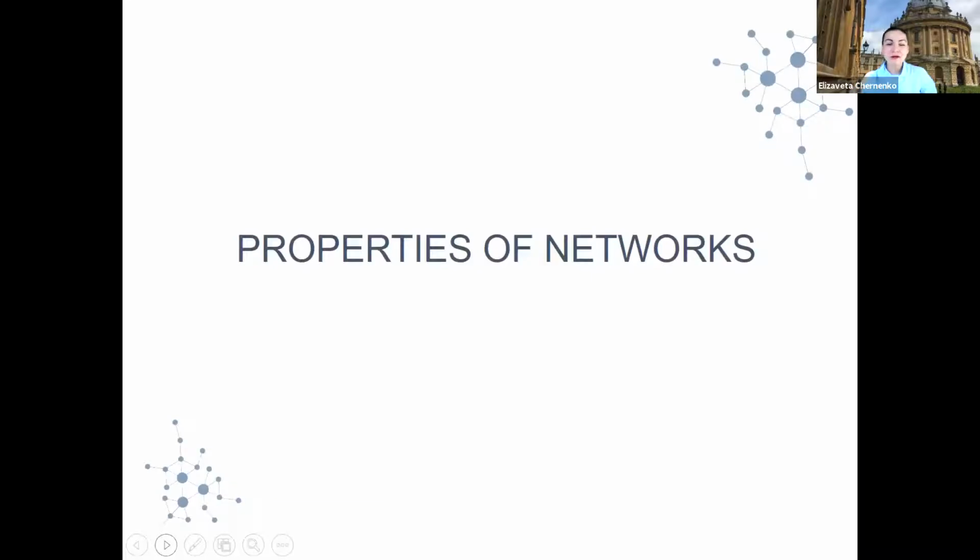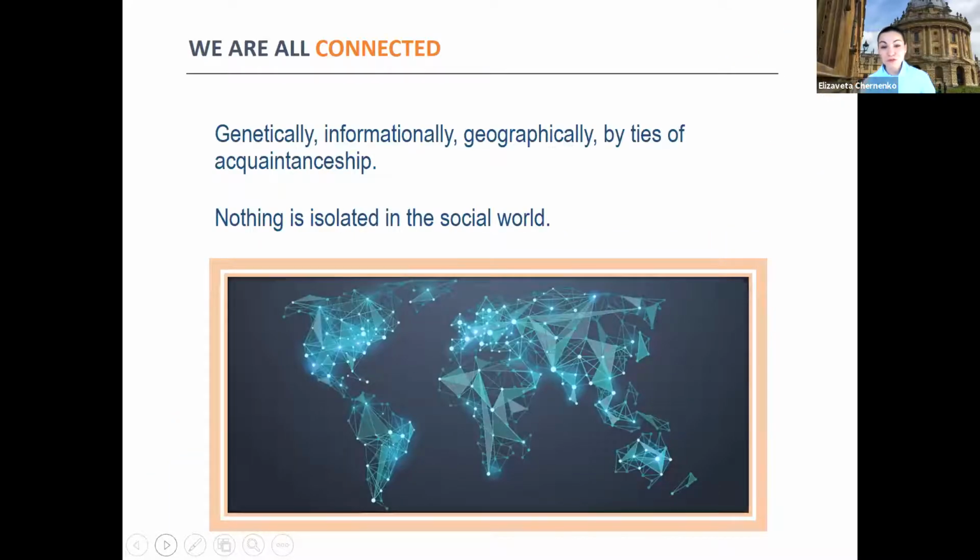Now I will talk a bit about the structure, the properties of the whole network. The first property is connectivity. We are all connected geographically, informationally, genetically, by means of knowing each other, by means of being exposed to the same information, and so on. It was shown that it is actually very easy in our social world to get connected.